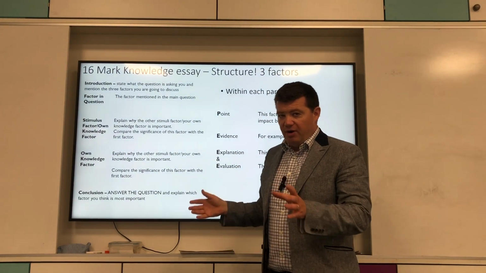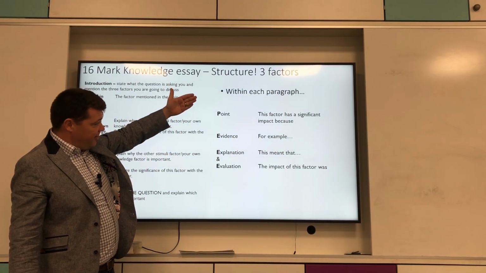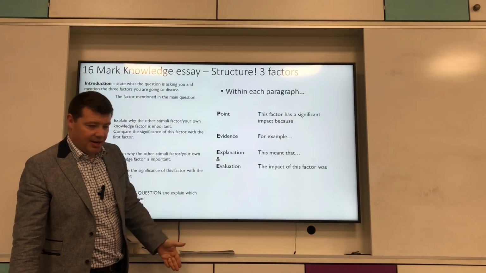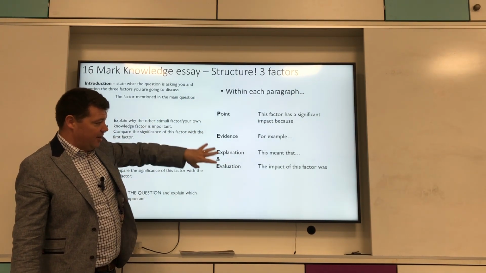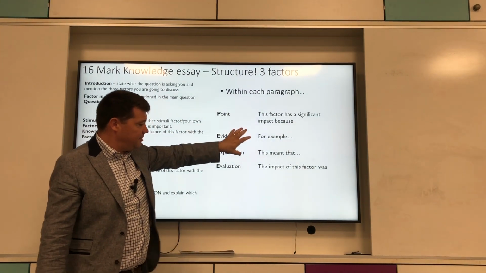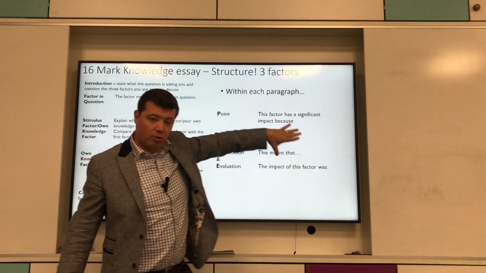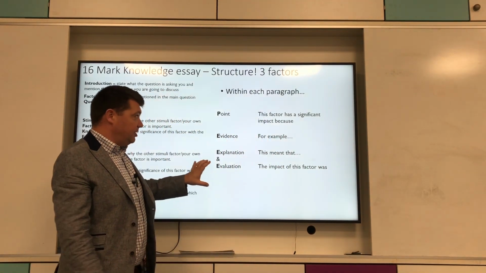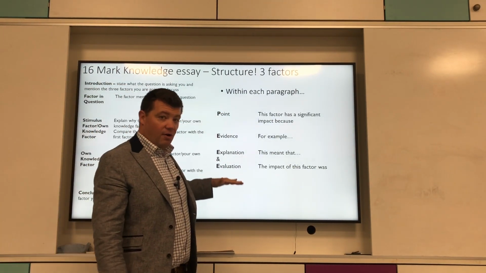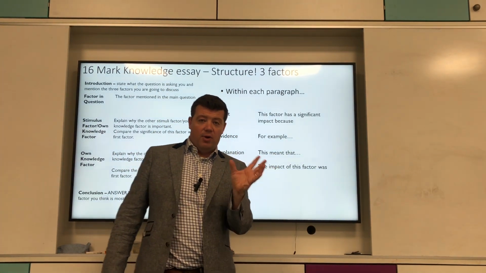Fine. All very well saying 3 paragraphs. What do you put in those 3 paragraphs? Well, it's very similar to the effects one, essentially, just point, evidence, explain. But it's an extra one. Point, evidence, explanation, and evaluation. The factor has a significant impact because, for example, detailed knowledge. This means that, explaining it, the impact of this factor was, or this factor is more important than another one, however you evaluate it within that. So each one of these 3 paragraphs will take this structure. And as I said from the beginning, 25 minutes, maybe half an hour to write this, whatever the case may be.